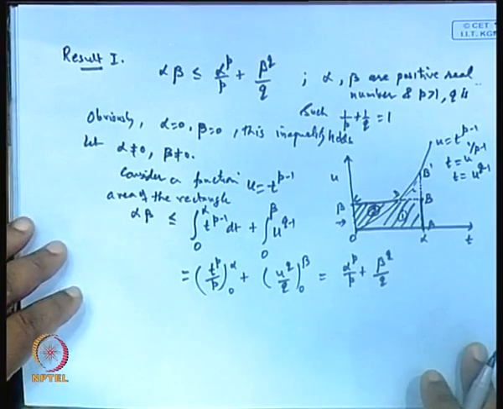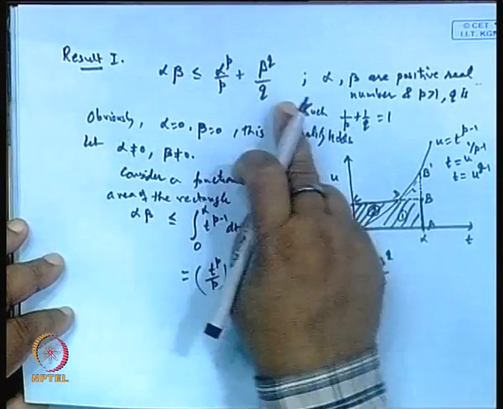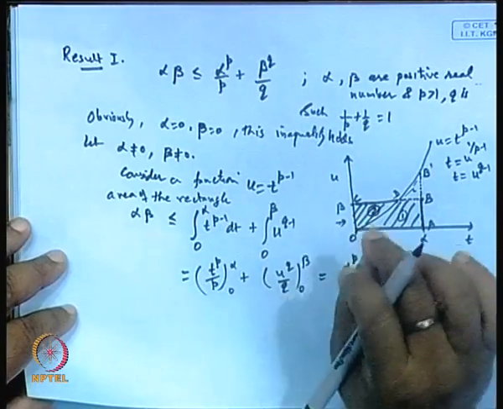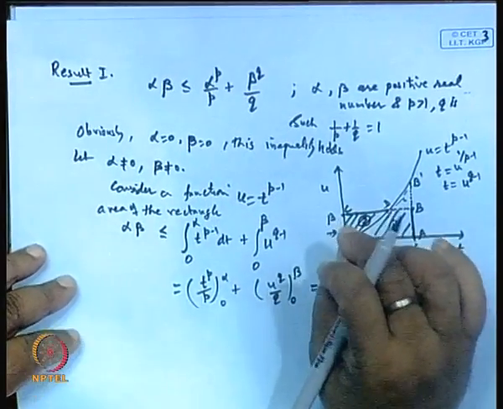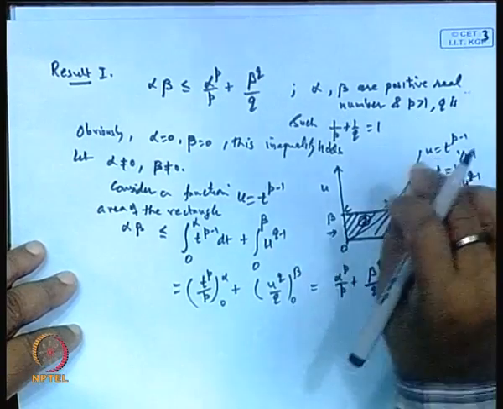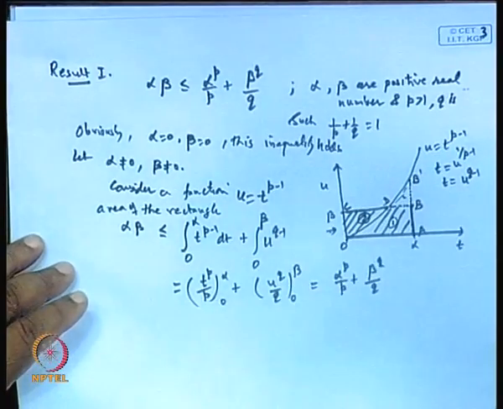So this gives you the result, which is valid for any positive real numbers alpha, beta, where p is greater than 1 and q is the conjugate exponent of p.